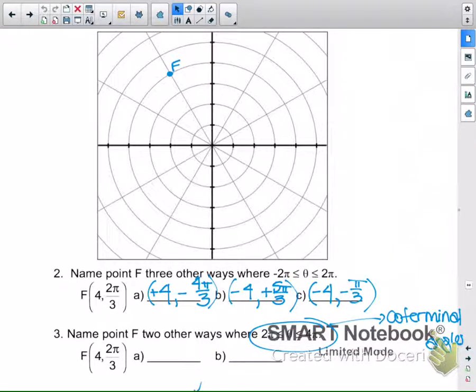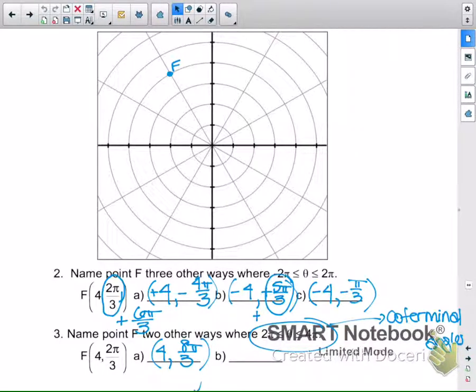2 pi. 2 pi. Now this one, the reason it only has 2 answers is because if you added 2 pi to the negatives, you'd end up with the positive angles, so you might as well not do that. So we're only going to add 2 pi to the positive angles. So 2 pi in terms of thirds is 6 pi over 3. So my first answer is going to be 8 pi over 3.